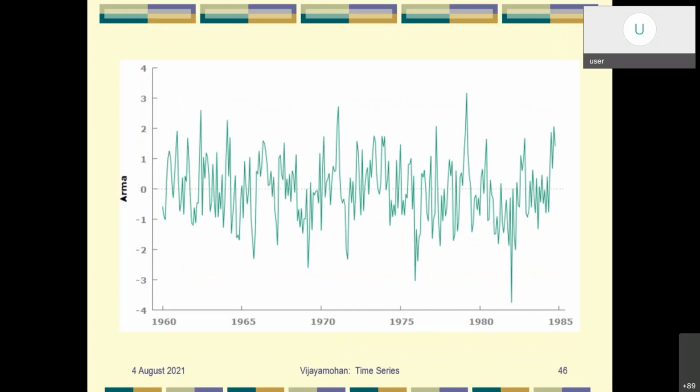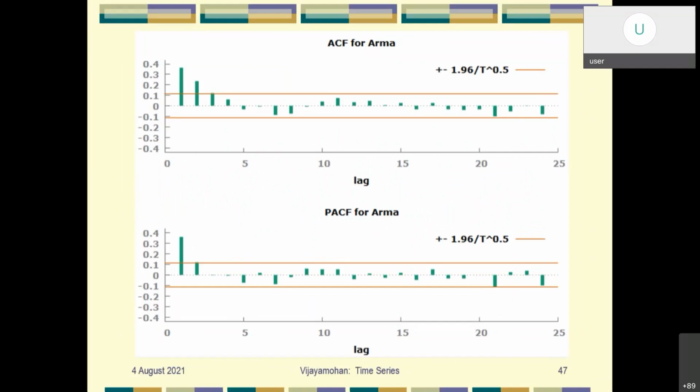Now here, this is the time series plot of an ARMA(1,1) process. So this also is a stationary one. We have the ACF and PACF for the ARMA process here. Now remember, unfortunately, when we combine AR and MA processes together, they will have the properties of both AR and MA processes. Therefore, it is very difficult to identify the order of the ARMA process from ACF and PACF. The only thing we can find out is whether it is stationary or not. If both are fast decaying, then our ARMA process is stationary. The order is not possible to determine.